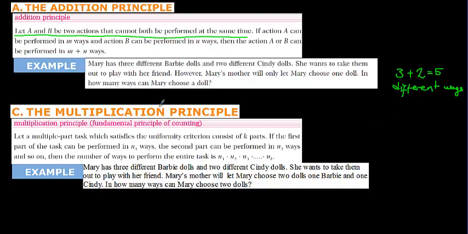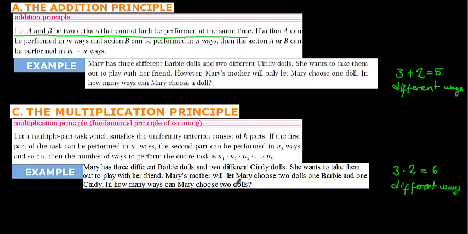What about the second question? Mary has 3 different Barbie dolls and 2 different Cindy dolls. She wants to take them out to play with her friend. Mary's mother will let Mary choose 2 dolls, one Barbie and one Cindy. In how many ways can Mary choose 2 dolls? Here, as you see, we are going to choose 2 different dolls. So if there are 3 Barbie and 2 Cindy dolls, it means that 6 different ways she can choose.